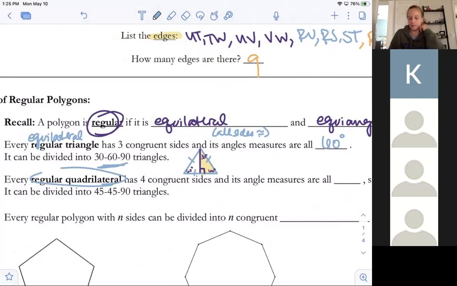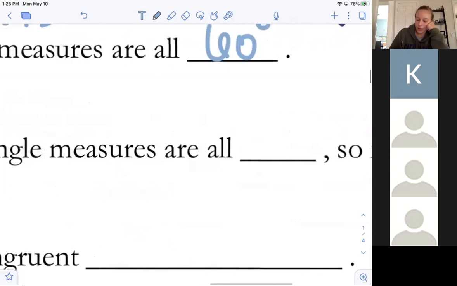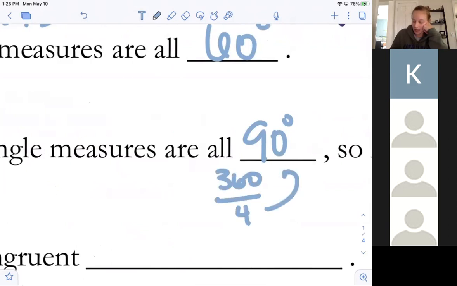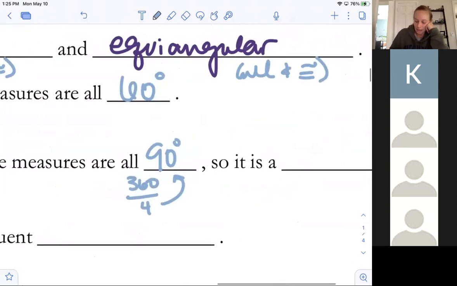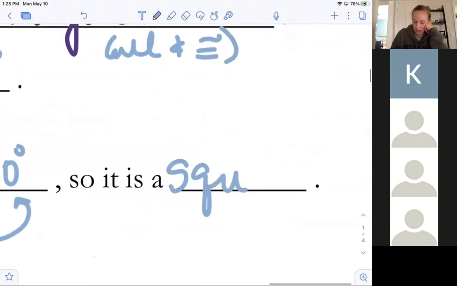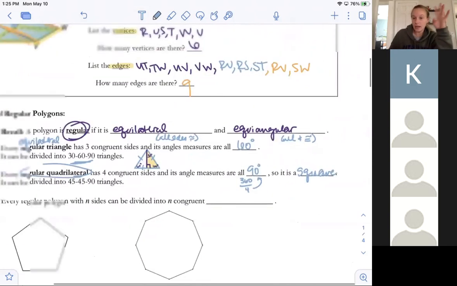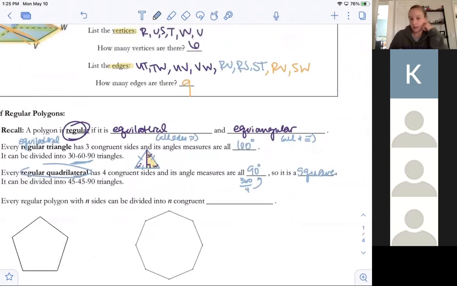Oh, we got shy again. That's okay. I'm here to help. All the angle measures are going to be 90 because remember in a quadrilateral, all the angle measures add up to 360. And if you divide it evenly by 4, we get 90. You're going to feel silly about this. It's a square. A square is what we call a 4-sided figure that has all my sides and all my angles congruent.